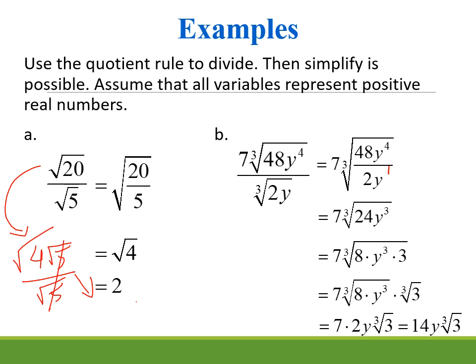And so I end up with 7 times 2y times the cube root of 3. I'm going to keep simplifying, so 7 times 2 makes 14. And so my final answer is 14y times the cube root of 3.